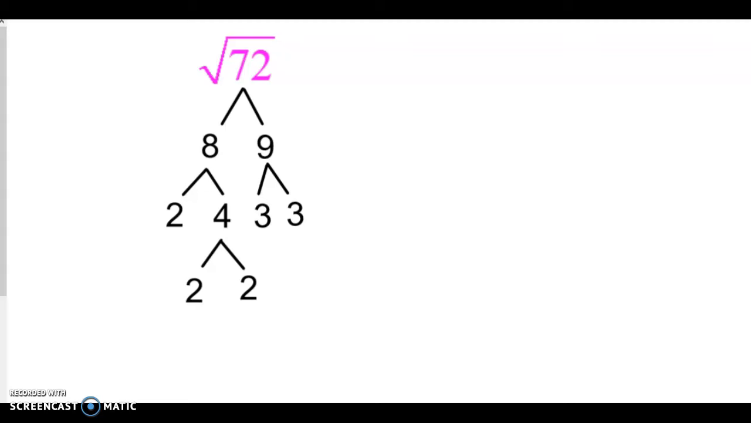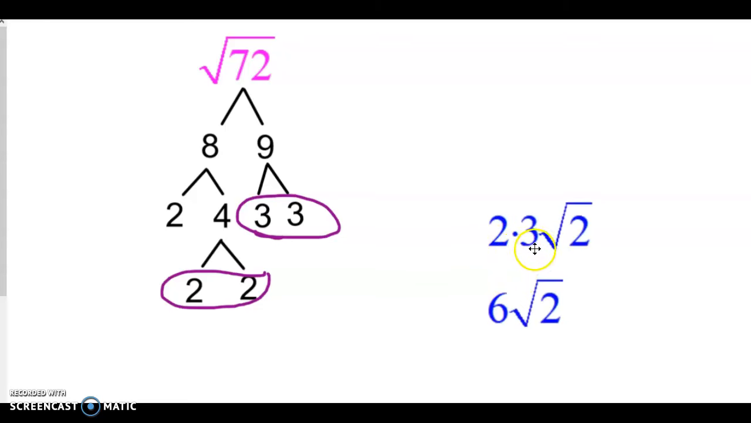Now I am looking for pairs, 2 of the same. Right here, I have 2 2s, and up here, 2 3s. Whatever you have pairs of comes outside of the radical, and what doesn't come in a pair, this 2, gets left underneath. So I have a pair of 2s and a pair of 3s outside. I multiply them together for 6, and this is the 2 that didn't come in a pair. So the final answer, 6 square root of 2.